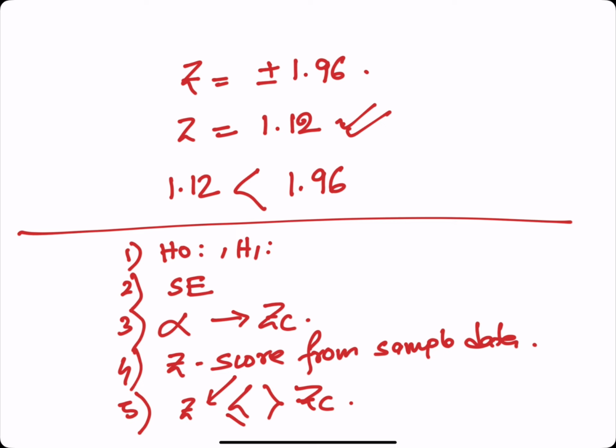And in this example, the z-score was within the critical value range, so the null hypothesis was not rejected.